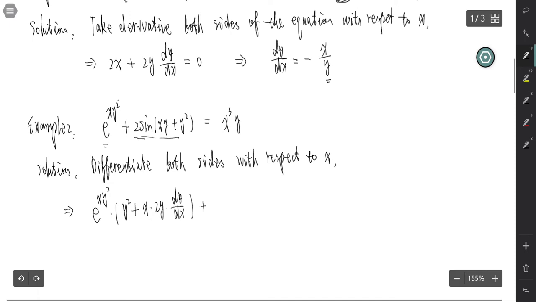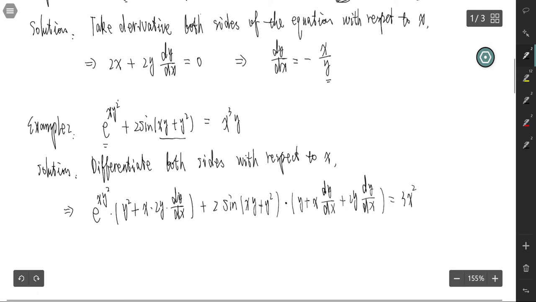The sine u. So as 2 sine of (x y plus y squared). And then take the derivative in the bracket. That is y plus x dy/dx plus 2y dy/dx equals 3x squared y plus x cubed times dy over dx.